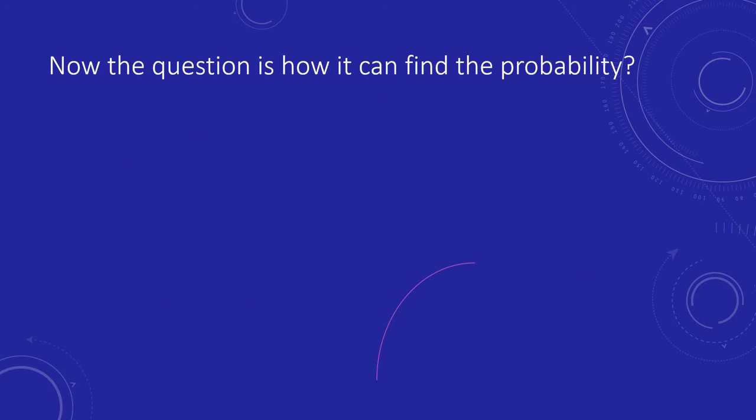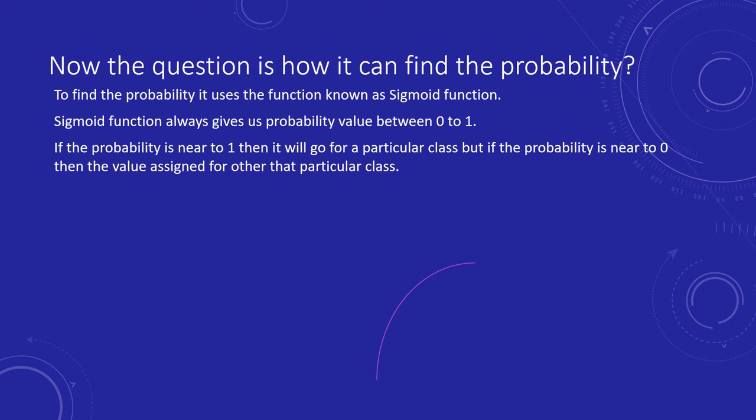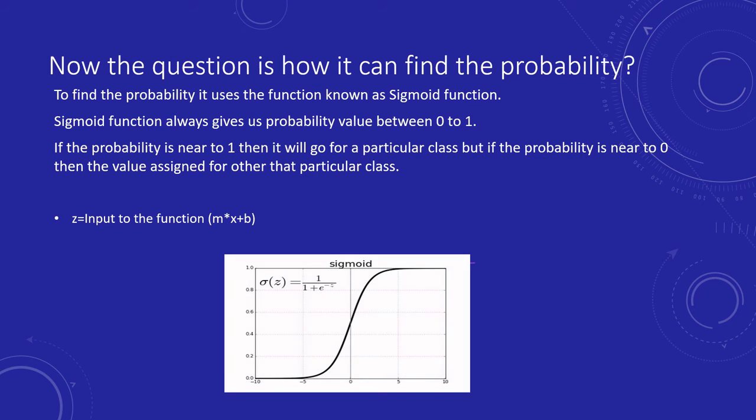Now the question is how it can find the probability. To find the probability it uses a function known as the Sigmoid Function. The Sigmoid Function always gives us a probability value between 0 and 1. If the probability is near 1 then it will go for a particular class, but if the probability is near 0 then the value is assigned to the other class. Where z is our m multiplied by x plus b, which we already studied in linear regression.